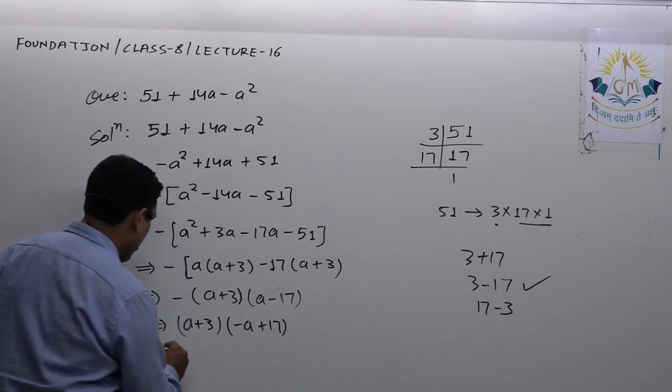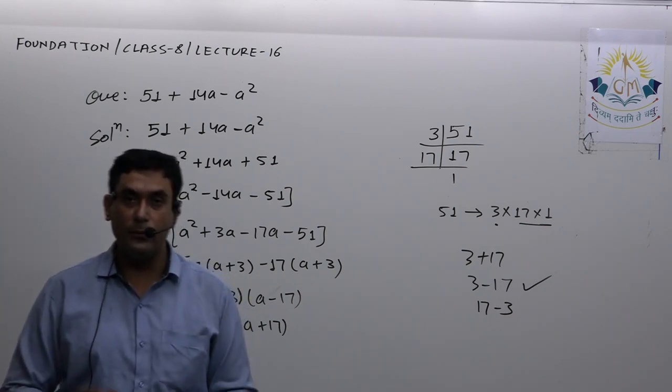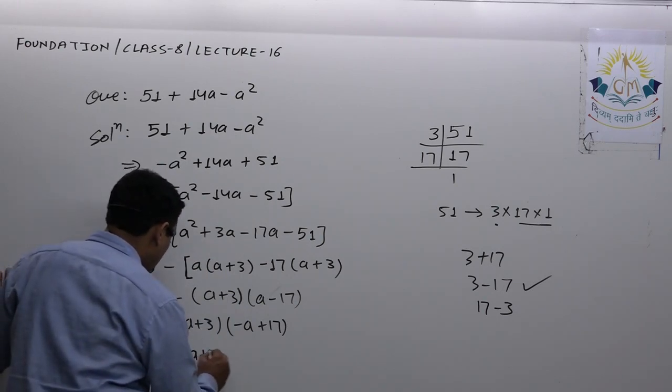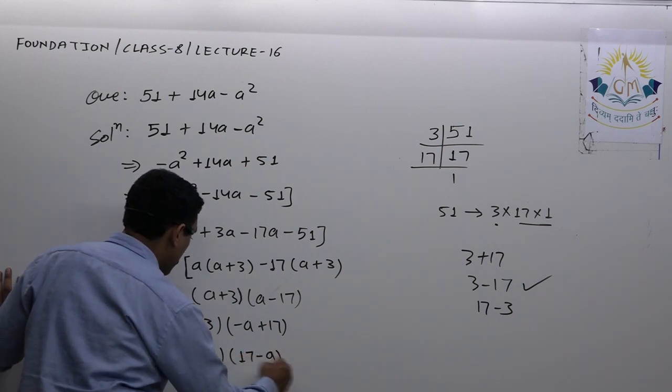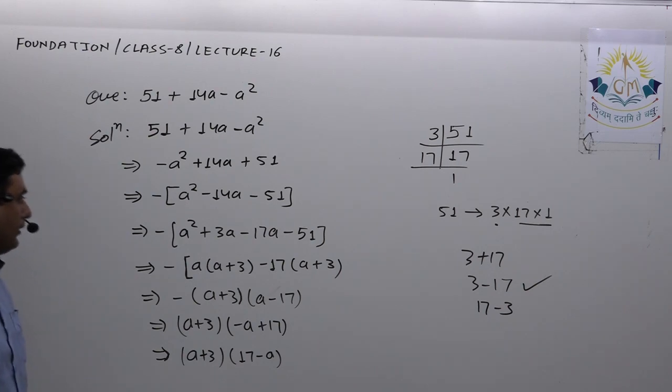Okay, we also know whenever you multiply with minus sign, we'll interchange the sign of the terms within the bracket. So here it is a plus 3 and over here it is 17 minus a. So this is the final answer. So please note it down, then we'll see the next question.